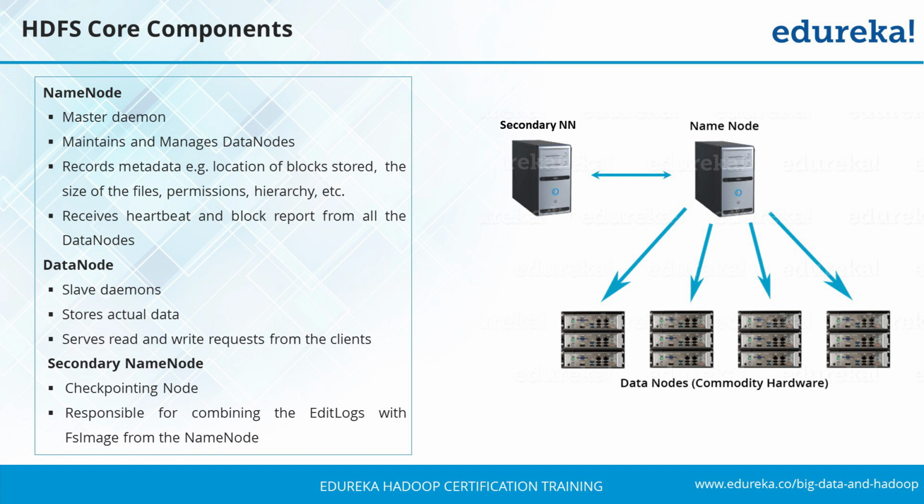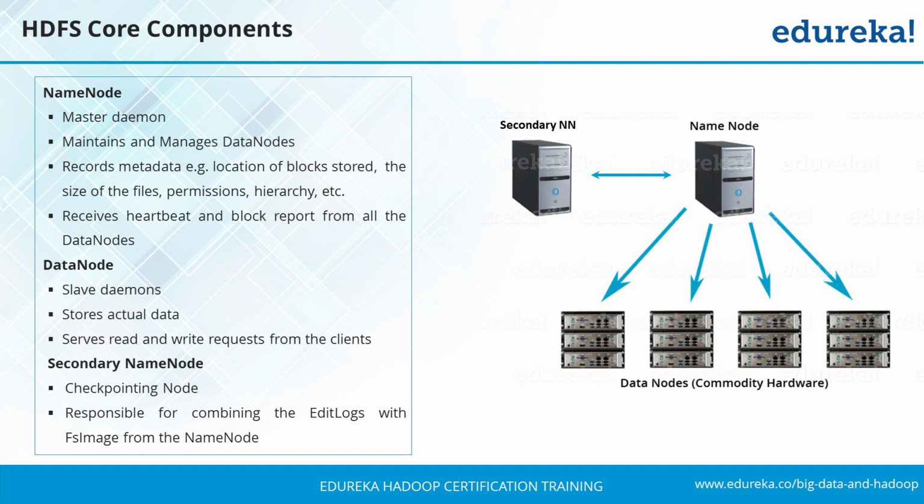Okay, so data nodes are the slave daemons which store the actual blocks of the data, and they serve all the read and write requests from the clients. Let's say clients want to read the data or write the data. They are the ones who will serve all the read and write requests. Initially it goes to the name node, but then name node provides the information that these blocks are stored in these data nodes, and then clients start serving all these read and write requests from there on.